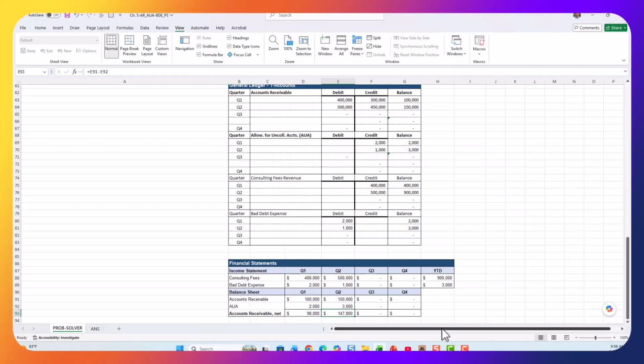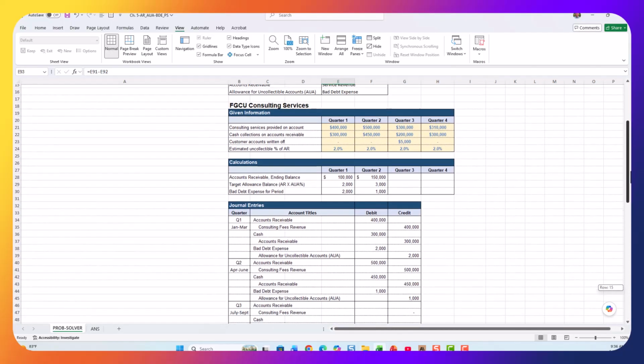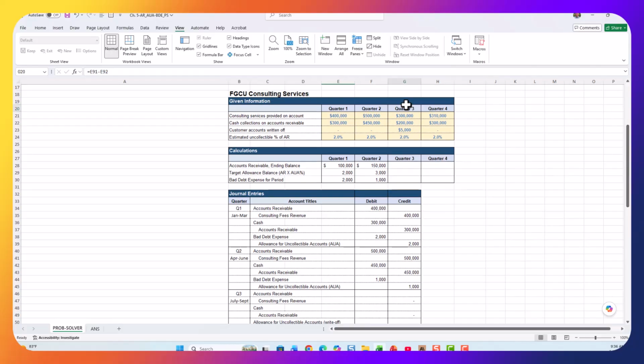The third quarter shows a downturn in the economy. Consulting services provided on account are $300,000. Cash collections on accounts receivable are $200,000. During this quarter, we have a customer write-off for $5,000, and we keep our estimated uncollectible percentage at 2%.